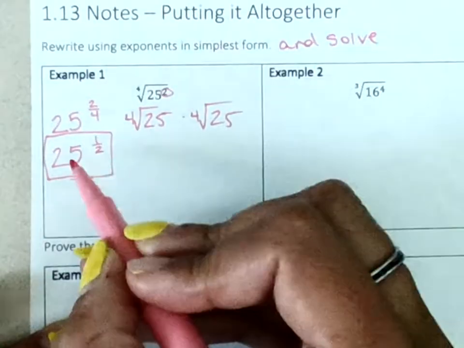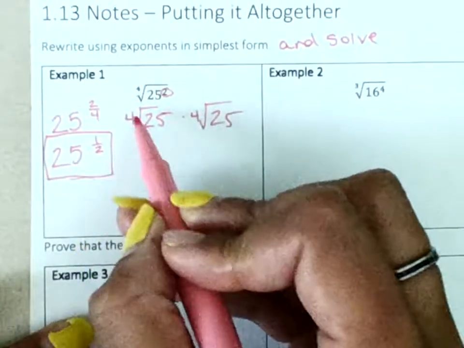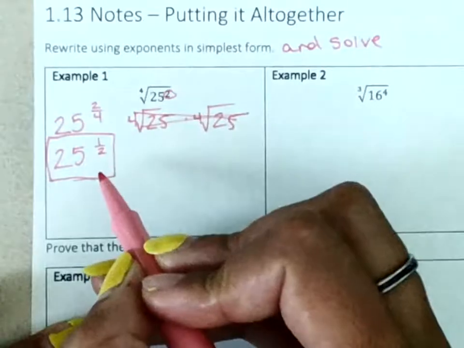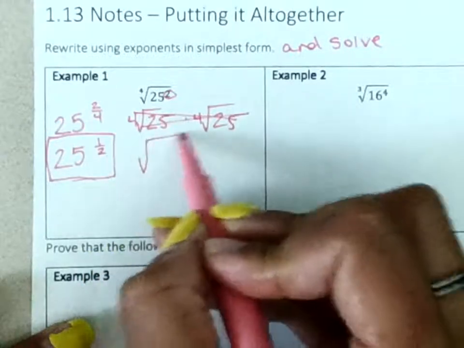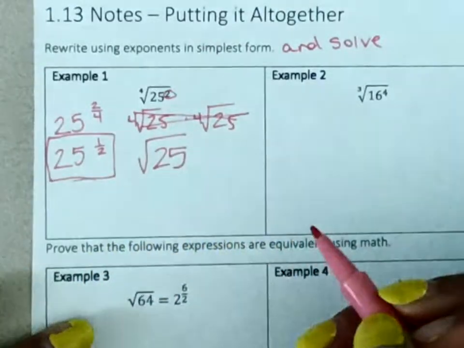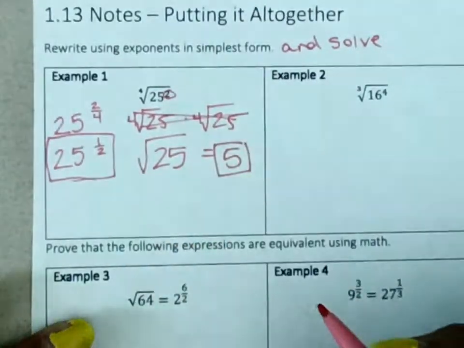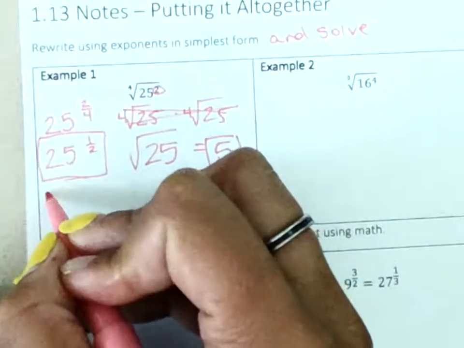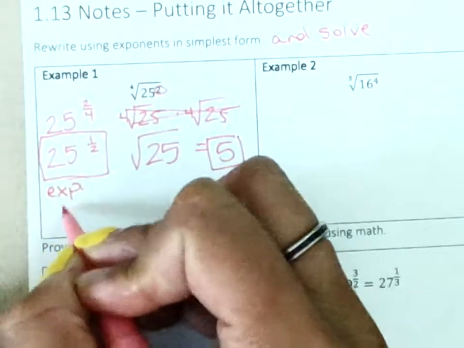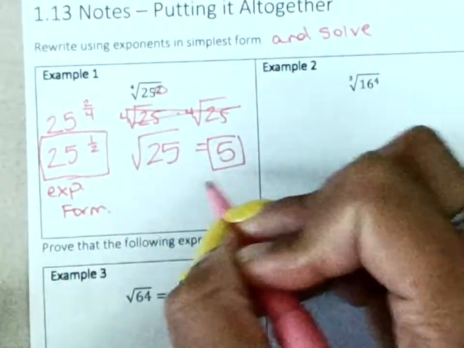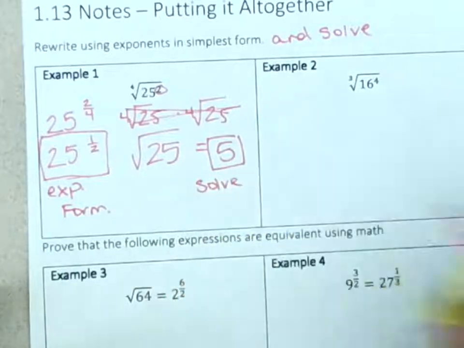So now I'm going to go back to just converting it to radical form. 25 to the 1/2 is the same as the square root of 25, and that can be simplified to 5. So this is in exponential form, and this is when we solve all the way.